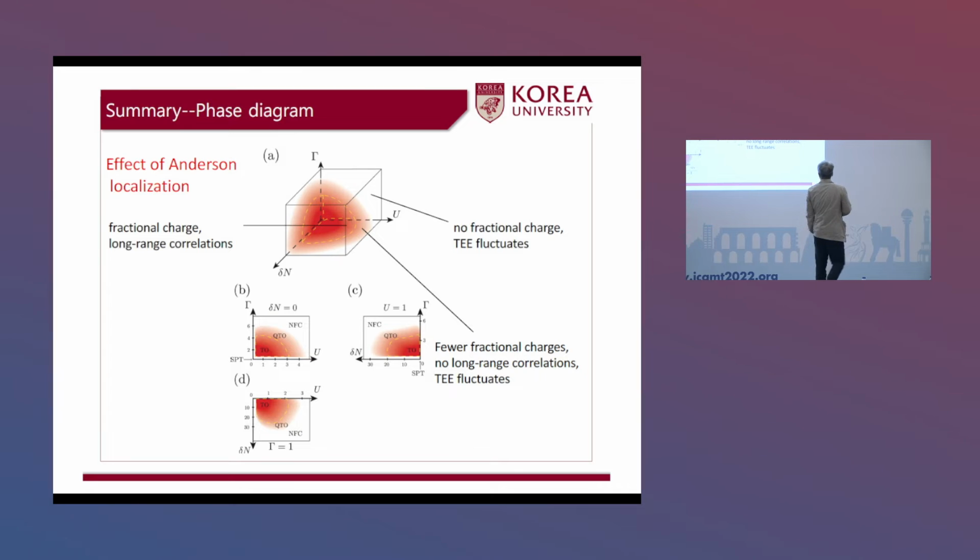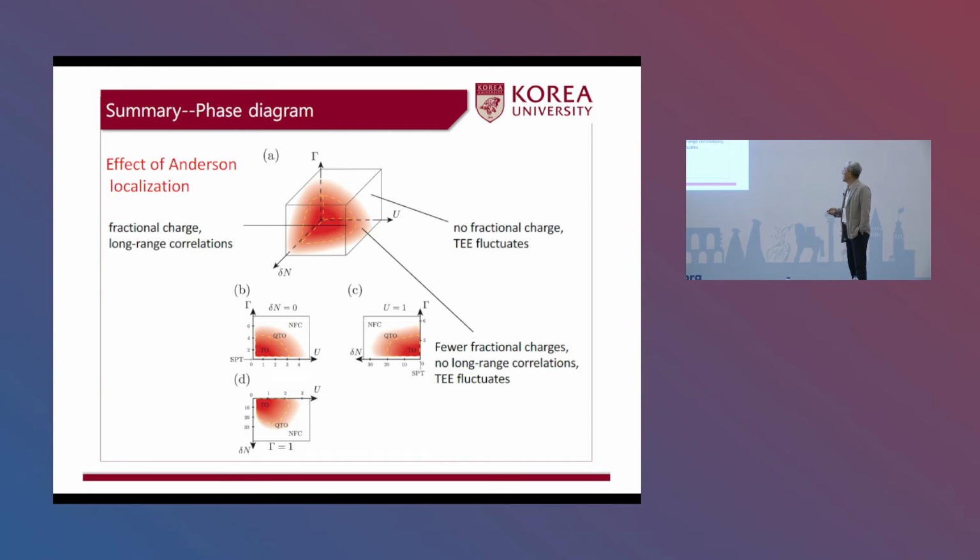And topological entanglement entropy fluctuates. It's not well defined. So I'll call this region quasi-topologically ordered. These three figures are just slices of this three-dimensional phase diagram. TO means topological order, QTO means quasi-topologically ordered, and NFC means no fractional charges.